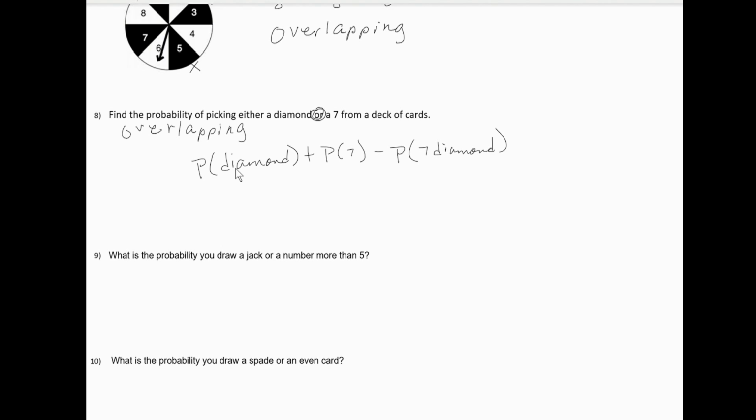Probability that you're going to get a diamond, 13 out of 52. Probability that you're going to get a 7, 4 out of 52. And subtract off a 7 of diamonds. Well, there's only one of those, so subtract off 1 out of 52. And that is going to end up being 4/13.